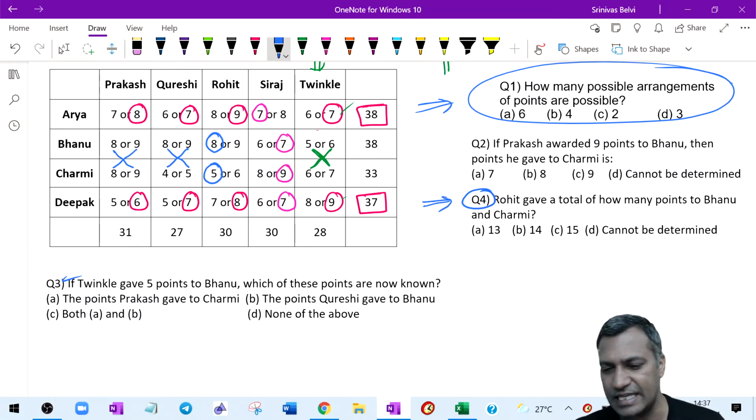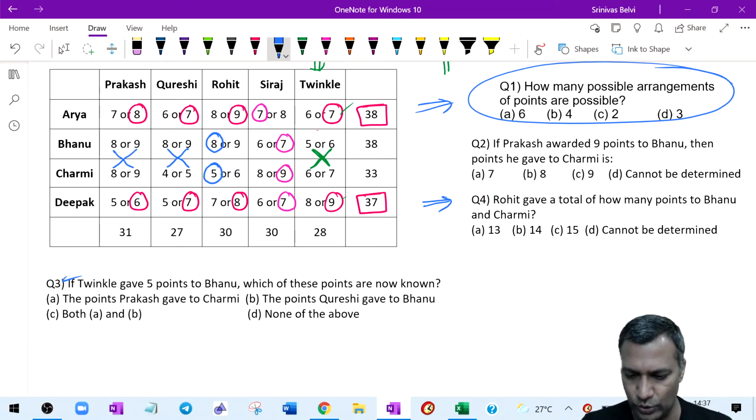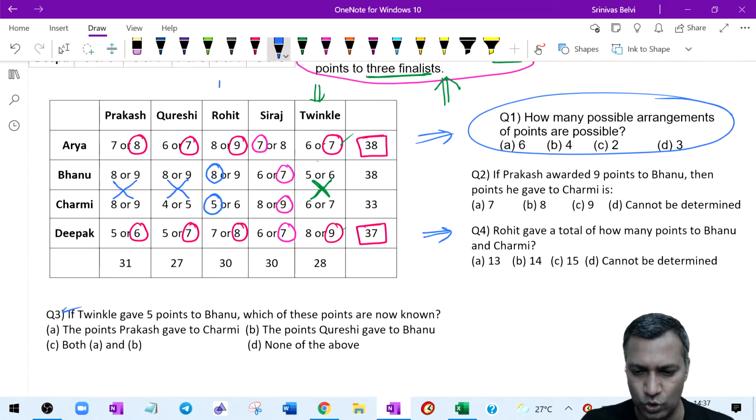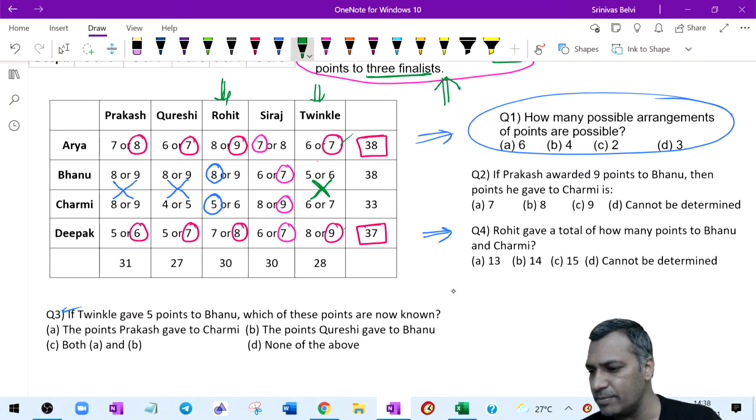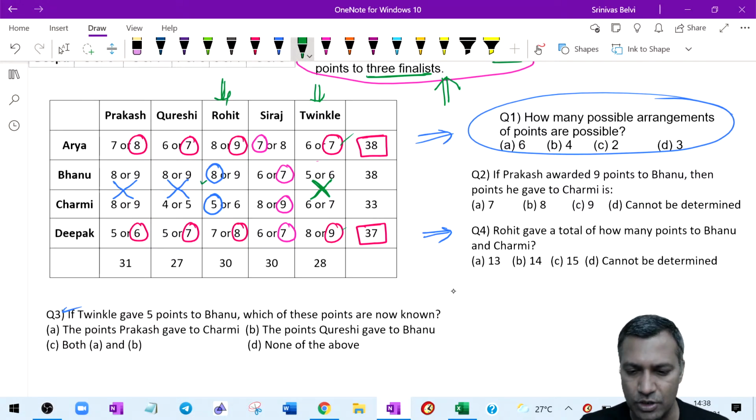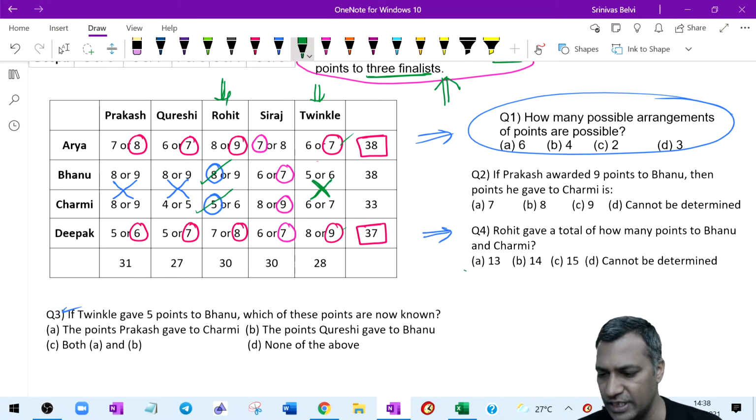The fourth one will be the easy thing first because you don't have to do any manipulation to the given data. Fourth question, Rohit gave. Let's go to Rohit's portion. It's very clearly saying Rohit gave a total of how many points to Banu and Charmi. Static number. To Banu he gave 8 points. To Charmi he gave 5 points. Therefore he gave a total of 13 points.